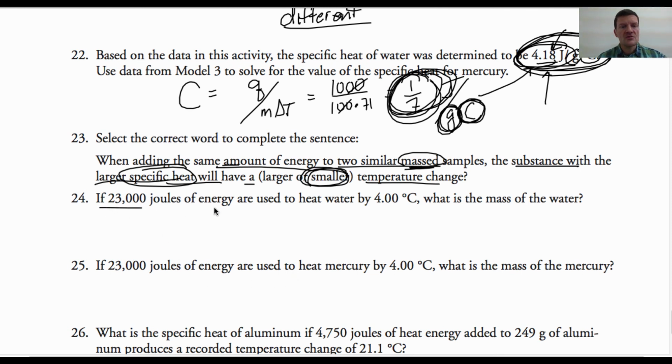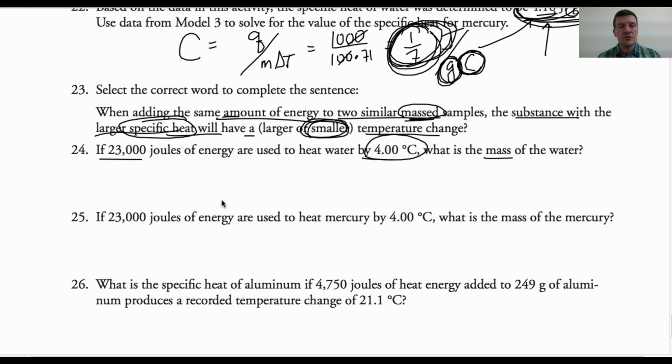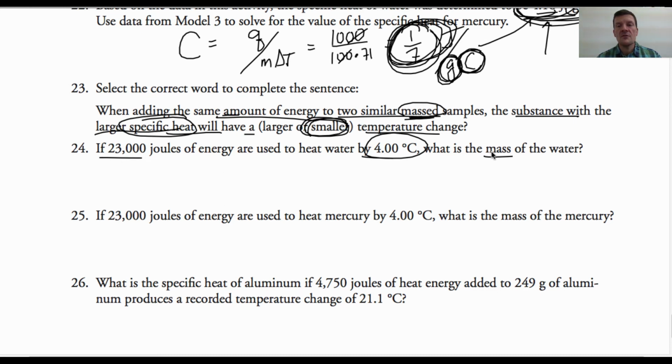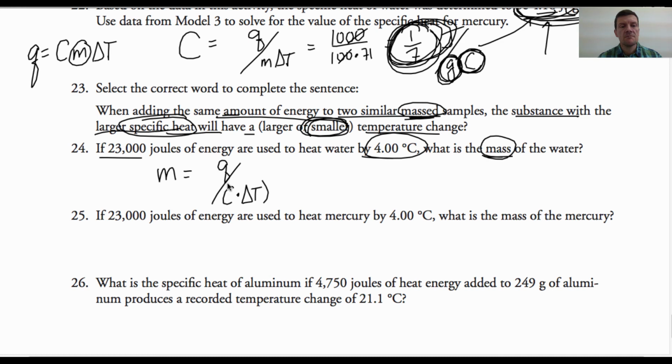If 23,000 joules of energy are used to heat water by 4 degrees Celsius, what is the mass of the water? Well, I'll set it up for you and you can do the calculation. If you're asking for the mass of the water, if we take our formula here and solve for mass, mass is going to equal Q over specific heat times delta T. So you're going to plug in the heat, 23,000 joules.